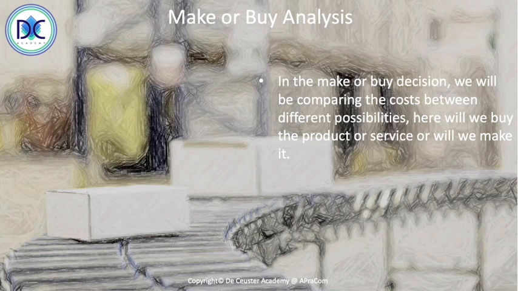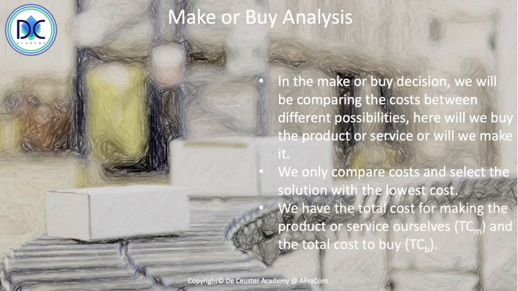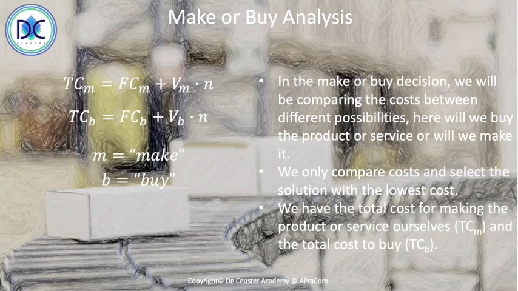Now we only compare costs and we select the solution with the lowest cost. We will have a decision point where we decide between making or buying. Now we have the total cost for making a product or service. So we have the total cost index M for making, and the total cost to buy, TC index B for buying. We have the two cost formulas, the total cost to make and the total cost to buy. They have different fixed costs, and of course they also have different variable costs. And as I said before, index M means that we make the product, B means we buy the product.